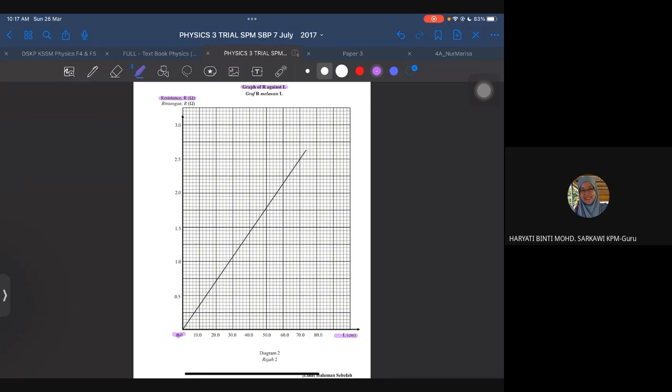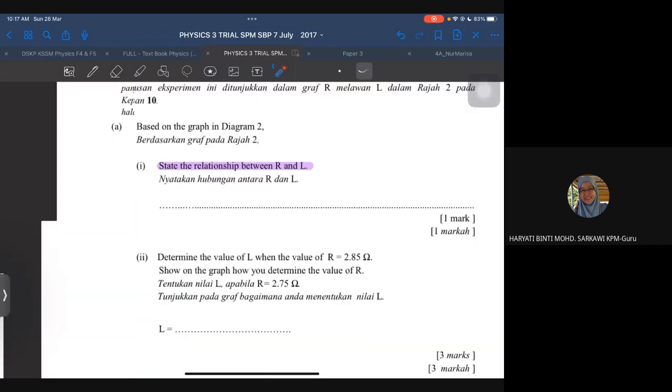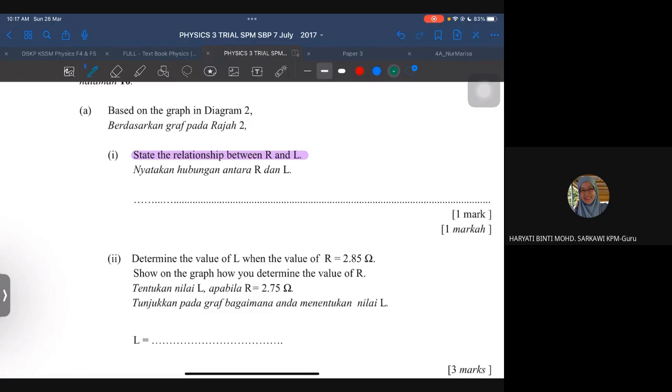Correct. So this is a straight line graph from the origin. So the relationship of R and L is directly proportional. The way you should write would be: R is directly proportional to L, because this is a straight line graph from the origin. SPM is like this for your Ujian Amali, more or less. They love to ask like that, so your answer needs to be complete. R is directly proportional to X. Not X, wrong, it should be L.